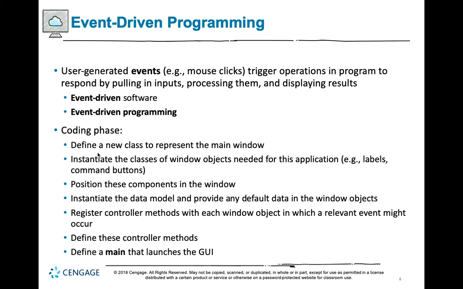Kind of like with images, the top left will be 0, 0, and the bottom right will be width of window - 1, comma, height of window - 1. Then we'll instantiate the data model and provide any default data in the window objects. Then we'll register controller methods with each window object in which a relevant event might occur. Then we'll have to define these controller methods. And finally, you do a main loop that actually runs the GUI.